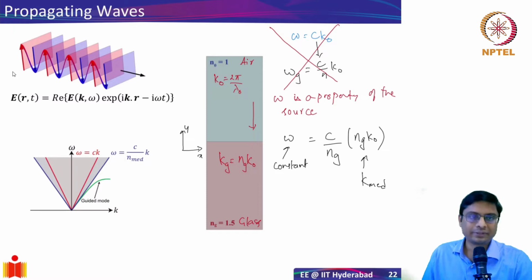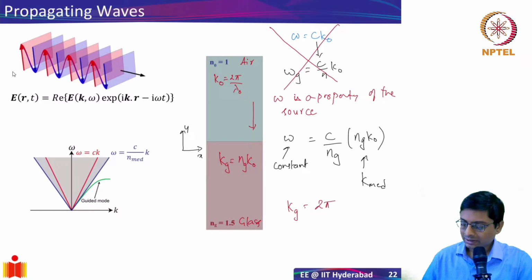So what does it mean that the wave vector increases? The wave vector is essentially given by kg equals 2 pi by lambda in the medium.